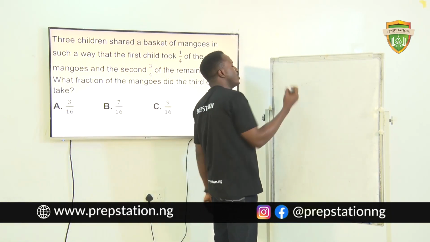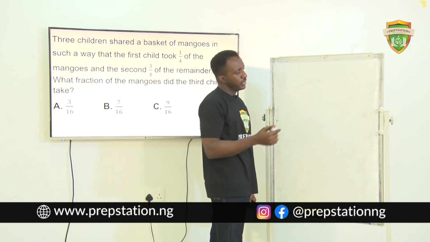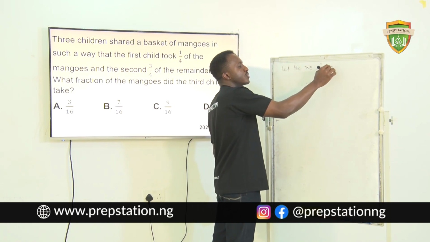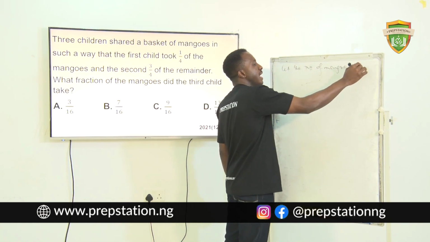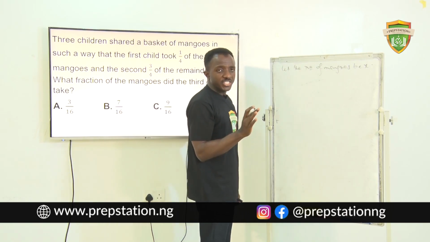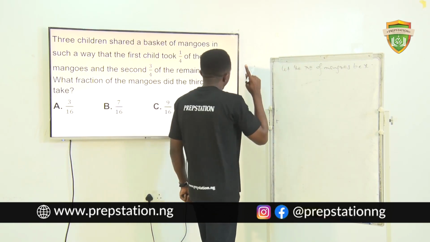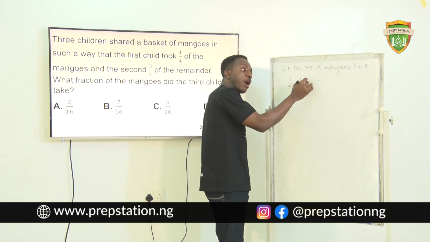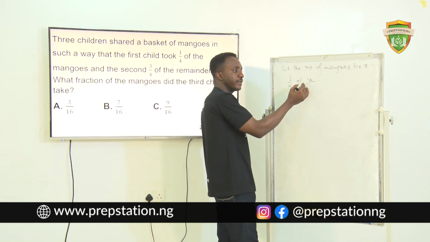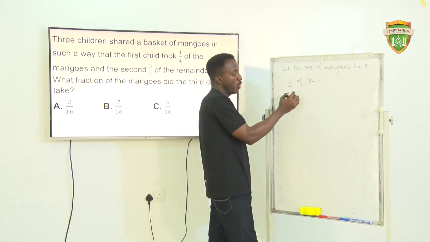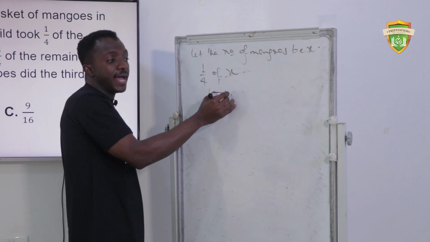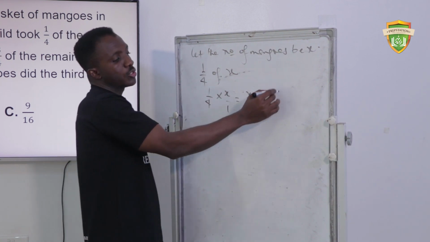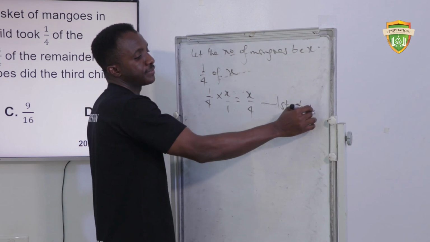Now let's go. We don't know the number of mangoes that is shared. So let the number of mangoes be x. Very simple fraction question. Now, the first child took a quarter of the mangoes. Of in mathematics is multiplication. So 1/4 times x. Now if you do the math, you have x over 4. This goes to the first child.